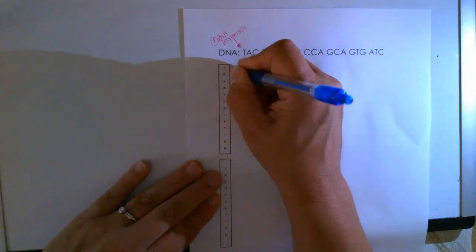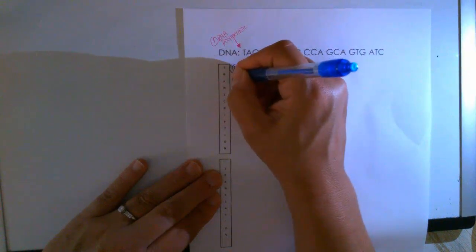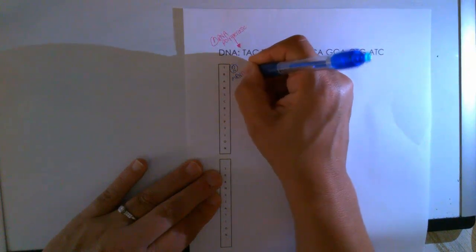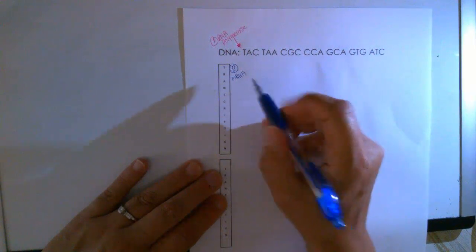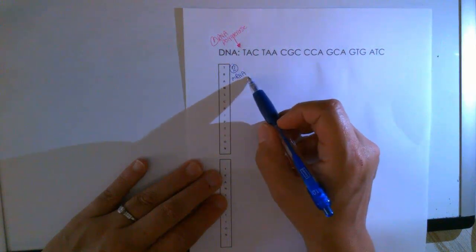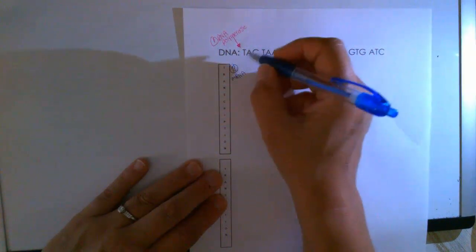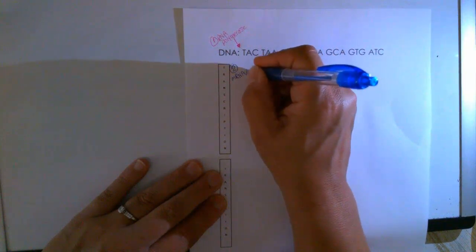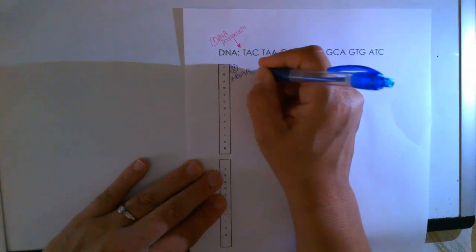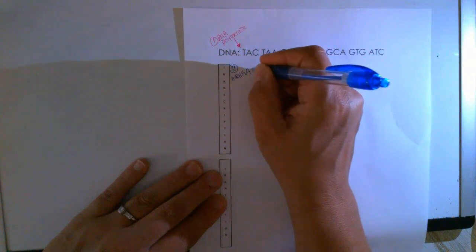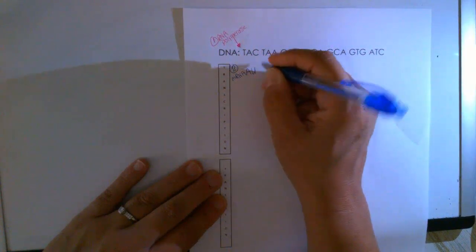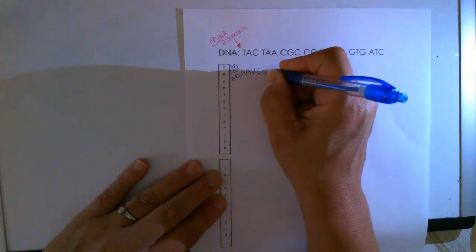So this is step 2. Messenger RNA. And here's how it's going to do this. It's going to follow base pair rules, opposite. So a T is going to always bind with an A. So we're going to have an A here. An A is going to turn into a U. A C is going to turn into a G.